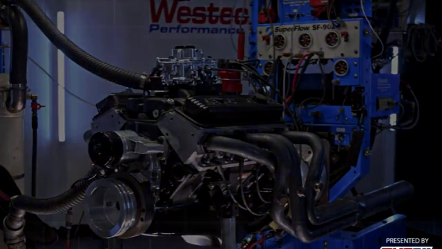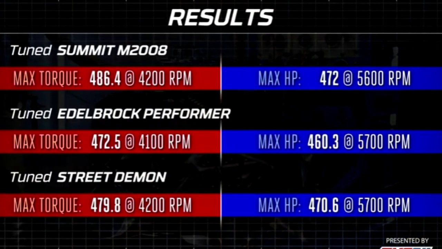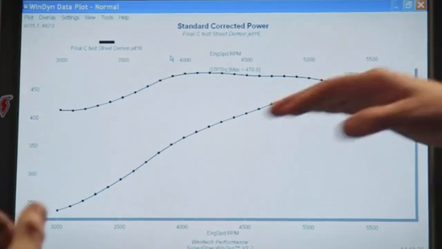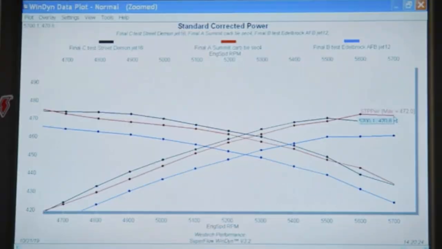Here's our final power numbers with the Street Demon. We made 479.8 pound-feet of torque. I'm happy calling that 480. And up at the top, 470.6 horsepower. But the real story here is going to be overlaying these three carburetors and declaring a winner in overall horsepower. Yeah, but there are a few points where that Demon is actually better by a little bit.